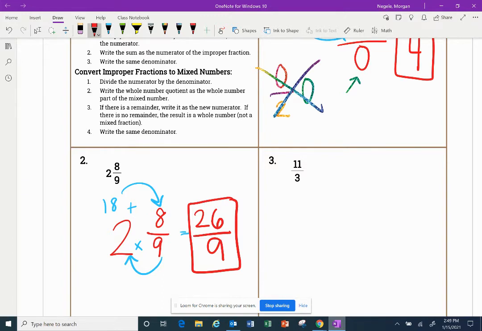Every single time that they give you a mixed number like this, you're going to start by taking the bottom number and multiplying it by the whole number, taking the answer of that multiplication problem, which is right here, 18, and adding it to the numerator. That'll give you your new numerator, and your denominator, your bottom number, will never change. So look, it's a 9 right here, 9 right here. We're going to keep it as a 9 right here.